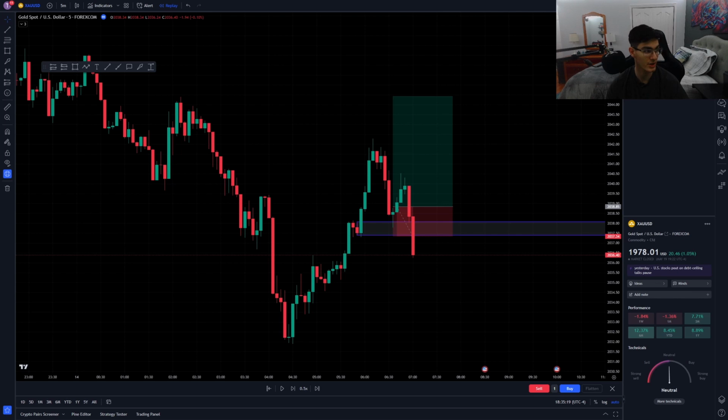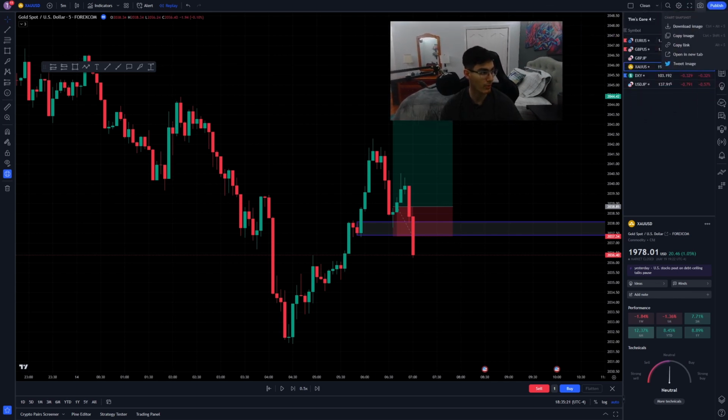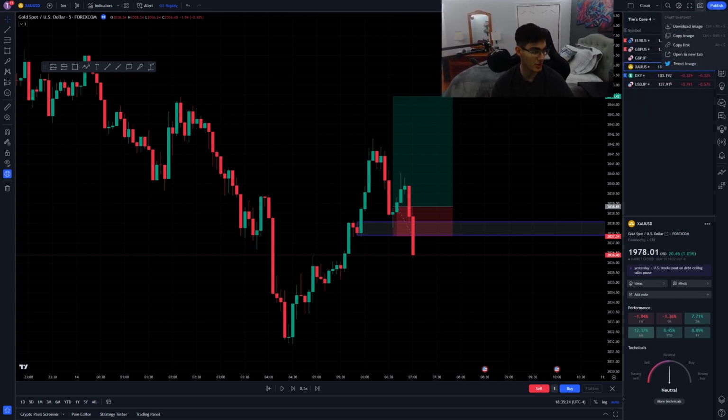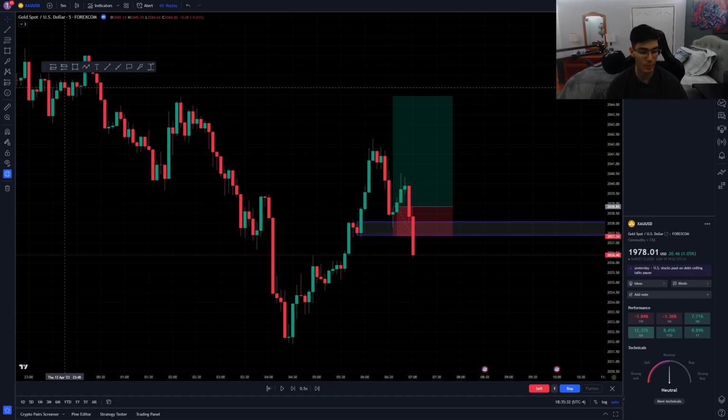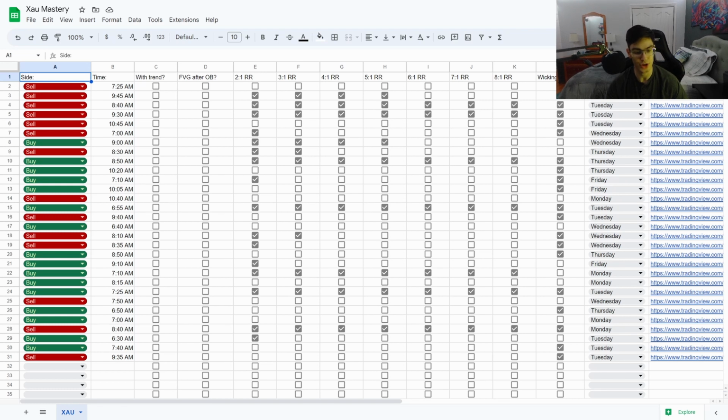I'm also going to come up here in the top right. See, there's this picture icon, and then you can click copy link. What that's going to do is copy the link to your clipboard. So now when I come to my Google Sheets document, I can just paste that right here.